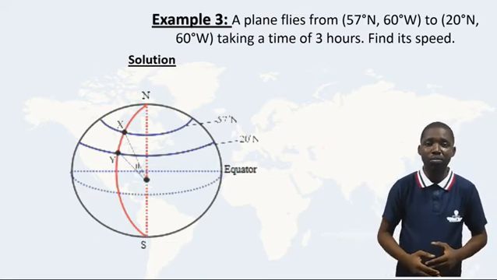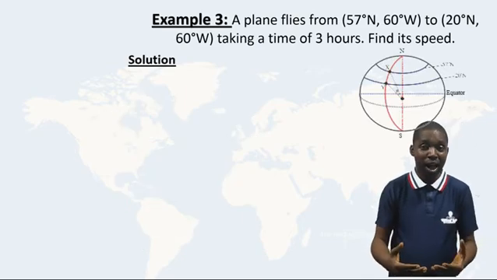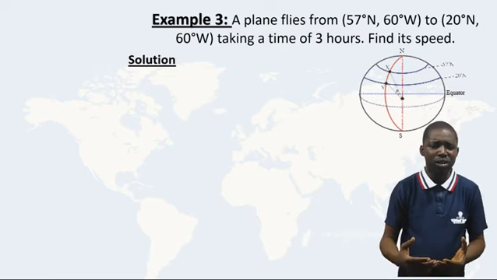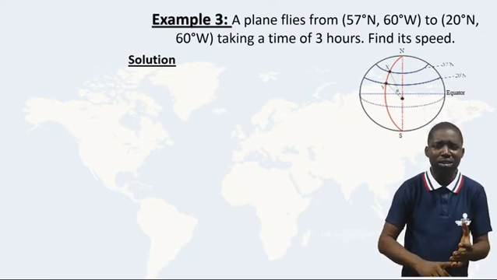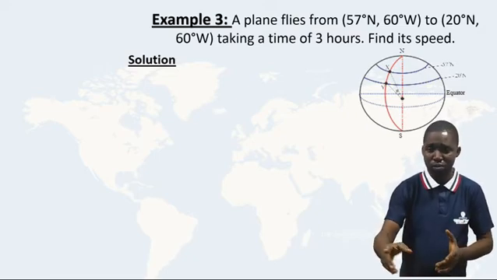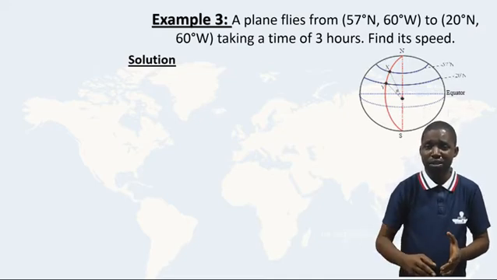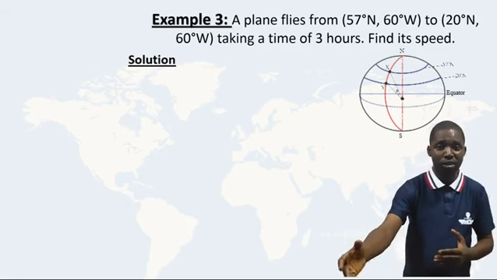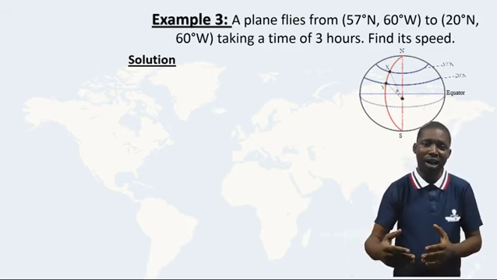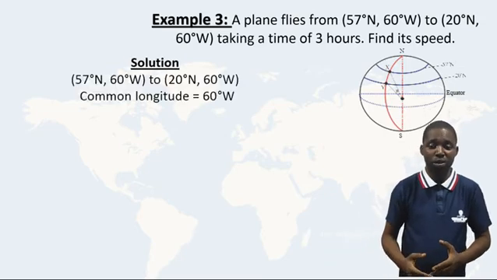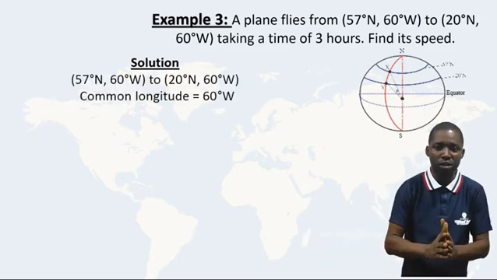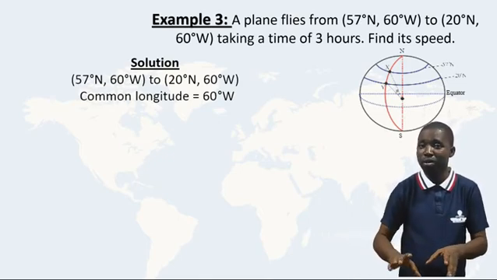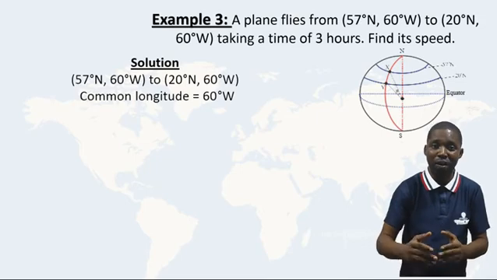Fine, the question is giving me the time, 3 hours, and I'm being asked to get the speed. In our elementary mathematics, we know that there's a connection between distance, speed, and time. We already have the time, we are asked to get the speed, then let us first get our distance. This is a question involving distance along parallel of longitude. Why? Because we have a common longitude. The common longitude in this case is 60 degrees west. We don't need that for our calculation, we only need it for our analysis.